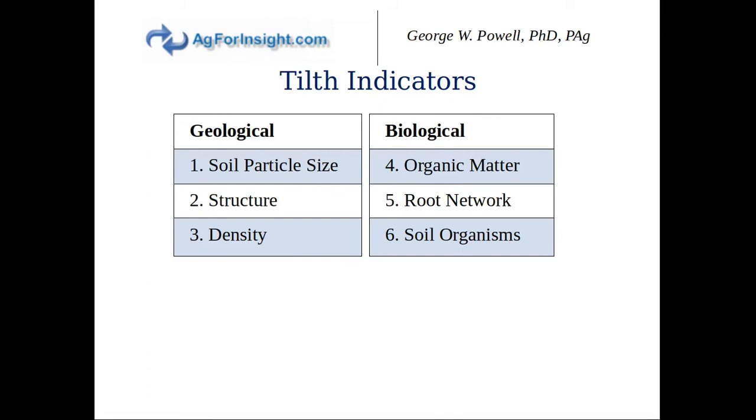When we think about tilth, it's a very complicated biogeochemical process that goes on in the soils. And so what we do is we look at indicators that would be showing us what soils have those positive tilth factors relative to those that are poor. On the geological or the physical end, we look at the soil particle size, how they're structured, and the overall density of the soil. And on the biological end of indicators, organic matter is an important factor, as are root networks and the abundance of soil organisms.